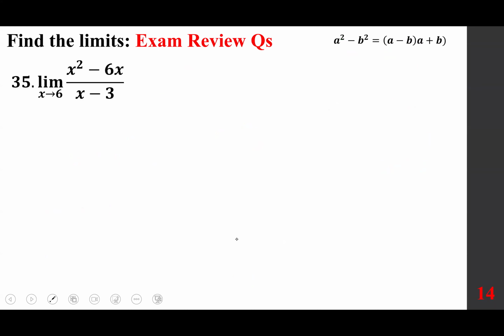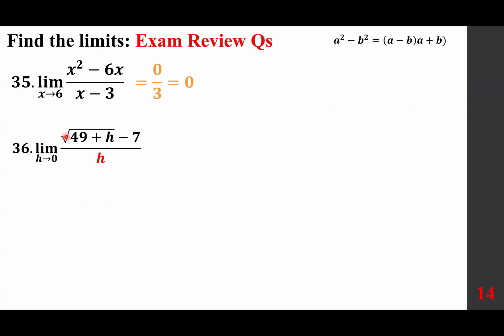We'll do the same thing here. We're going to plug in. I hope you see if you plug in here, the denominator becomes 6 minus 3, which is 3. But if you plug it into the numerator, you get 0. And you're done. 0 over any number is 0, as long as it's not 0 in the denominator. So 0 over 3, and we're done.